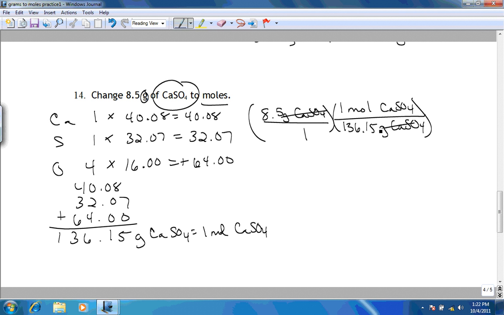Grams of calcium sulfate cancel, so this would be 8.5 divided by 136.15 because that number's on the bottom. So 0.062 moles of calcium sulfate is your answer for number 14.